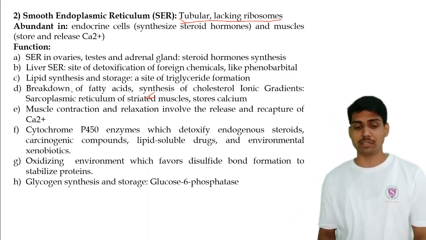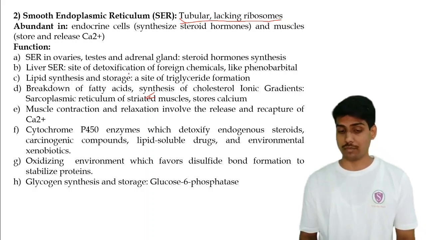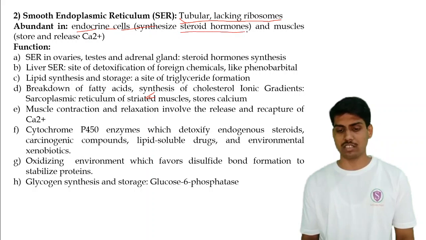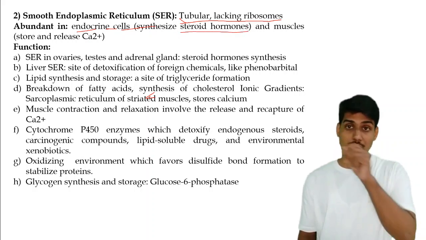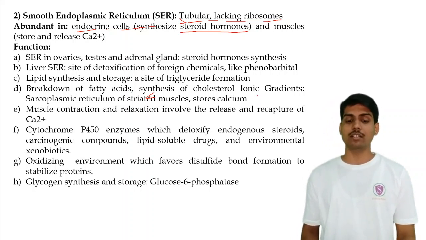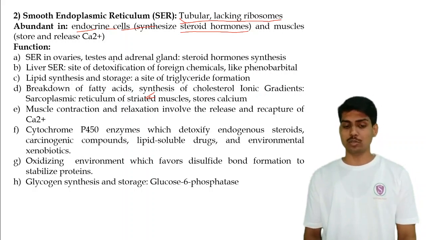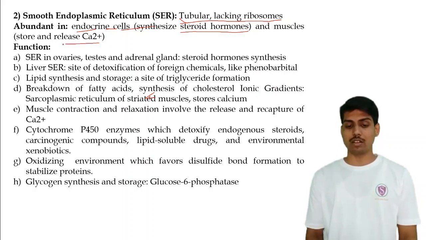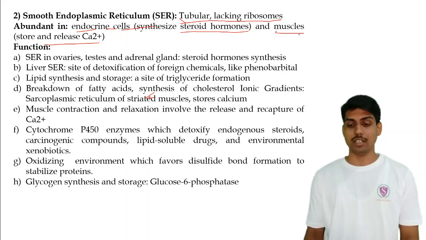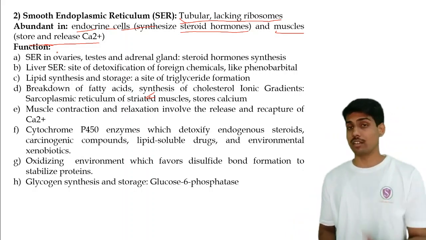There are certain locations where it is abundant, present in larger numbers. These are the endocrine cells, where synthesis of steroid hormones is required, because steroid hormone synthesis occurs in the smooth endoplasmic reticulum. That's why it is present in large numbers in endocrine cells. Also, the storage and release of calcium occurs in muscle cells, and the major part of this storage and release of calcium is the endoplasmic reticulum. So that's why it is abundant there.